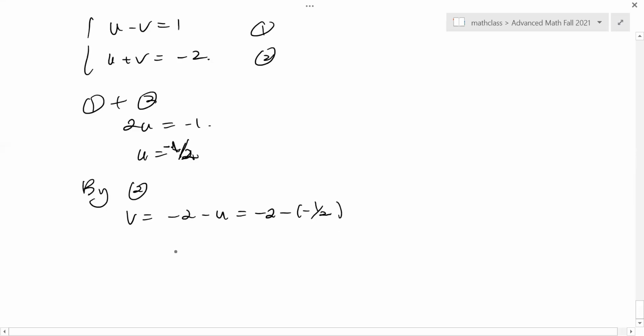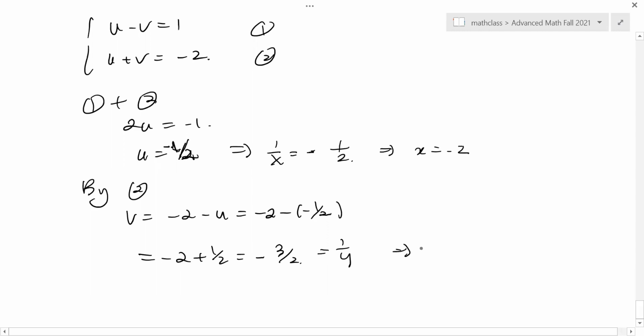So that will be negative 2 plus 1/2, negative 3 over 2. So you get u and the v, but x is going to be u, right? So it's going to be negative 1 over 2. So that implies x equals negative 2. And the y is going to be 1 over y. So that implies y equals negative 2 over 3.